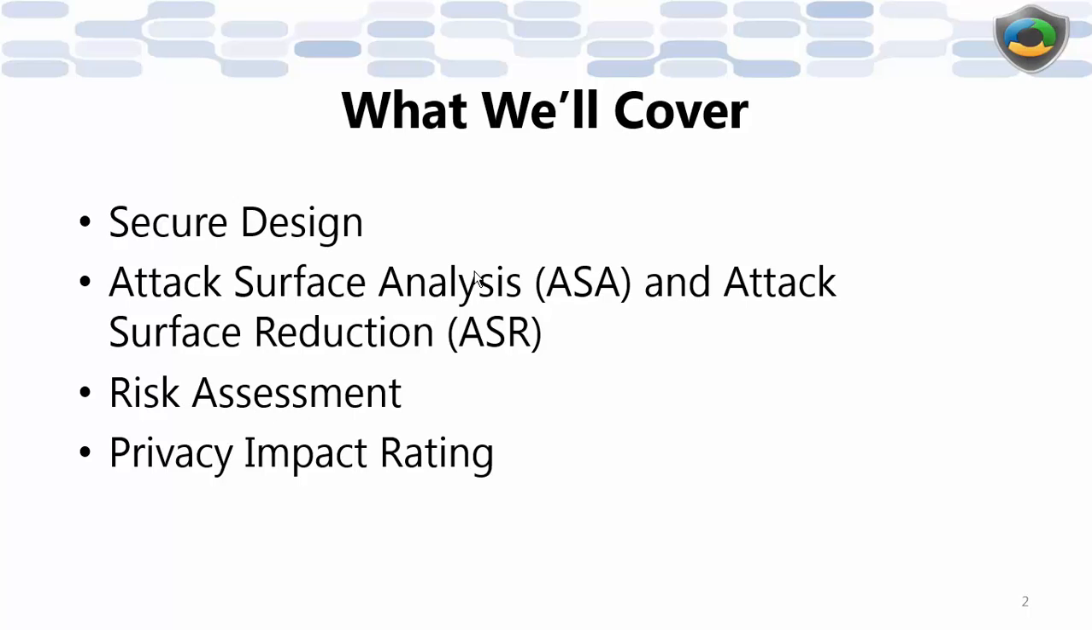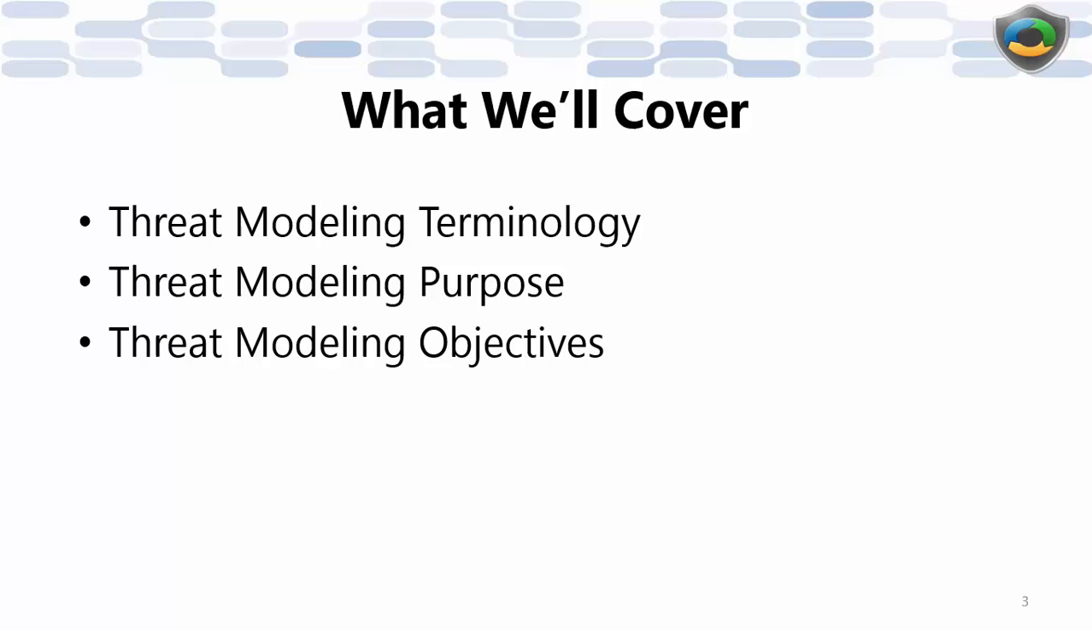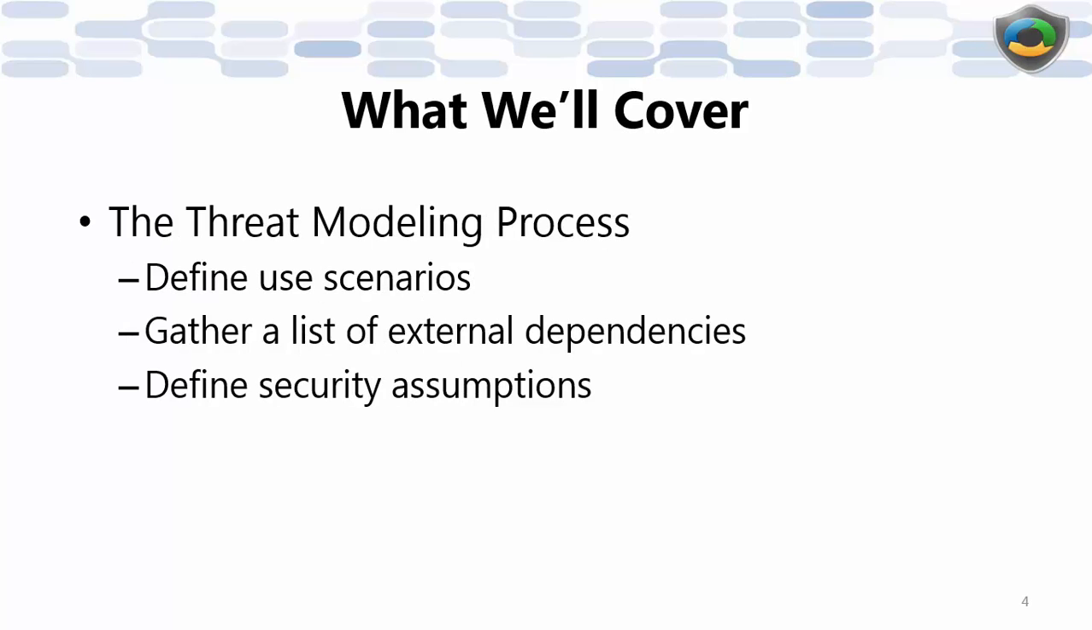So what we'll cover: secure design, attack surface analysis, also known as ASA, attack surface reduction, also known as ASR, a little bit on risk assessment, privacy impact rating, threat modeling terminology, the purpose of threat modeling, the objectives of threat modeling, and we'll talk about the threat modeling process and really a 9-point way of going through this. A little bit different than some of the stuff that we talked about in earlier presentations.